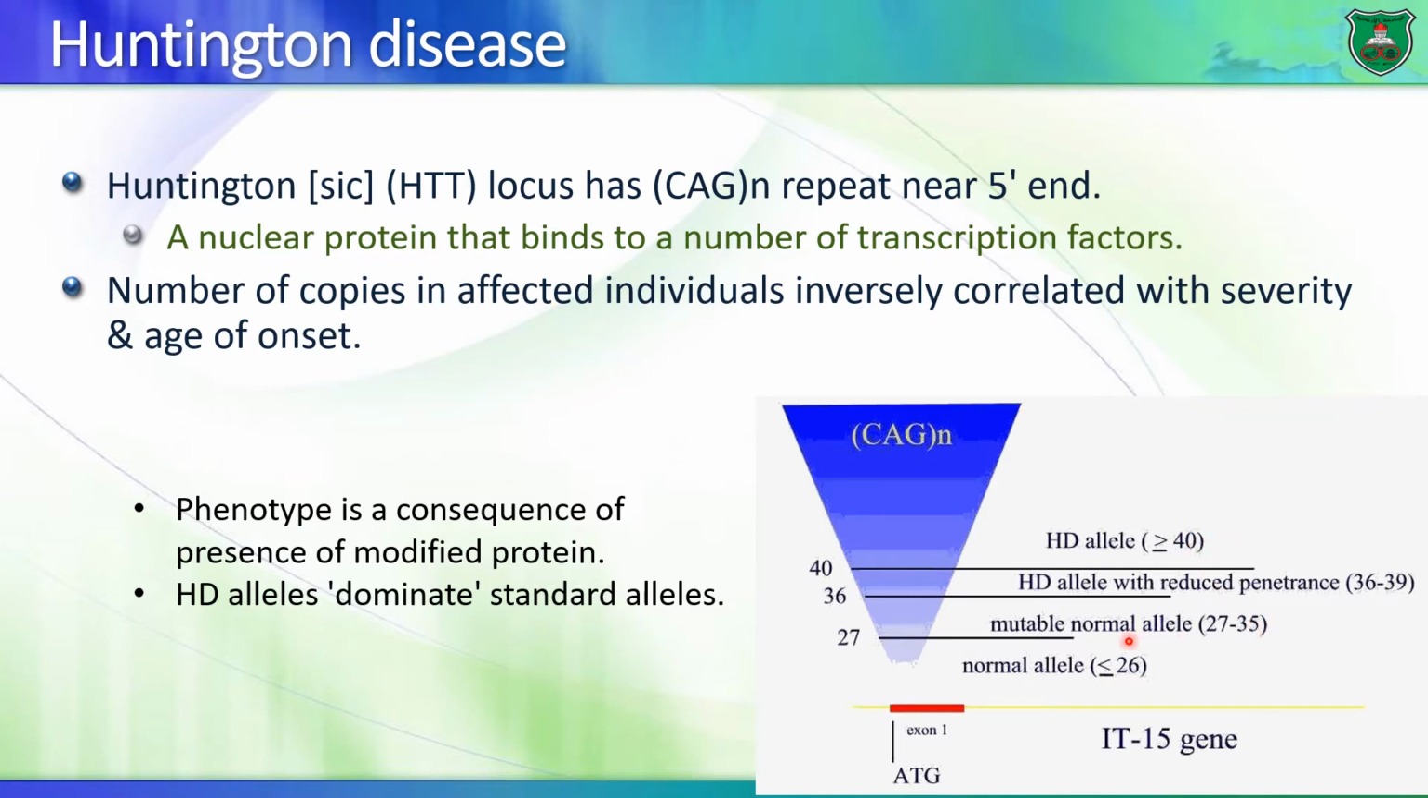Okay. Now there is something in between known as a mutable normal allele, or let's call it anticipation, and we will talk about anticipation at the end. So with this anticipation or mutable normal allele, the protein is functioning, but the gene is susceptible to become mutated. With another cell division, the repeats in that gene might increase as a result of an error in DNA replication of this gene.